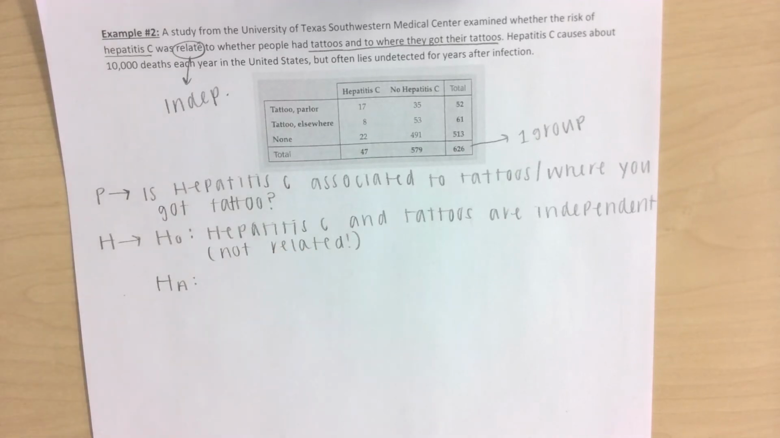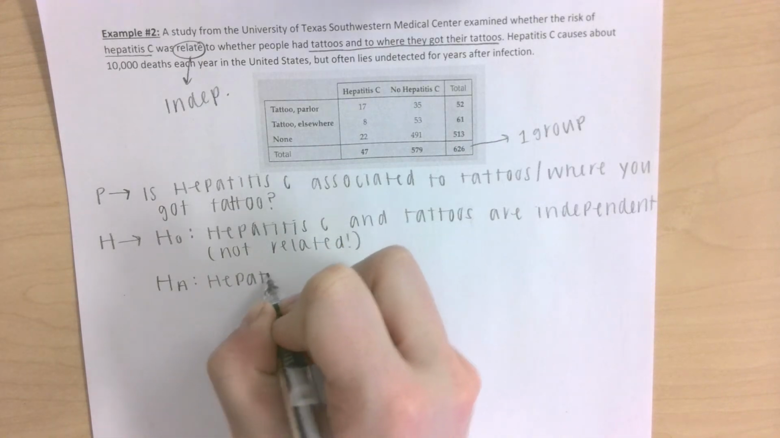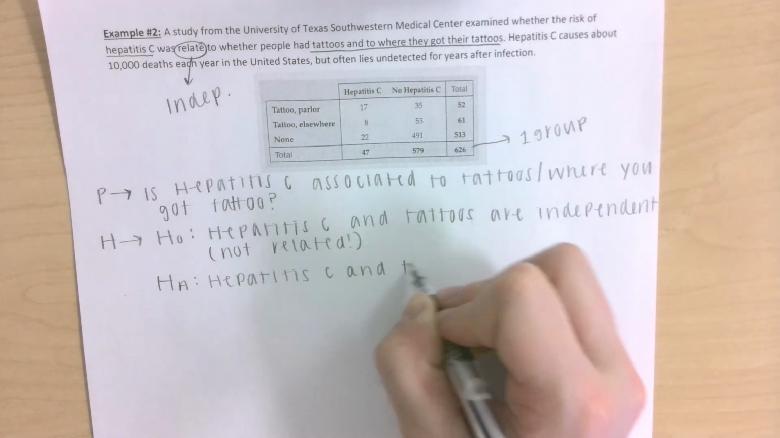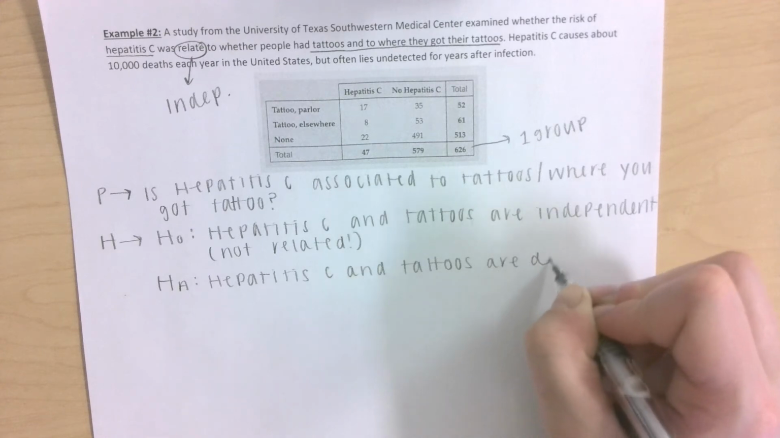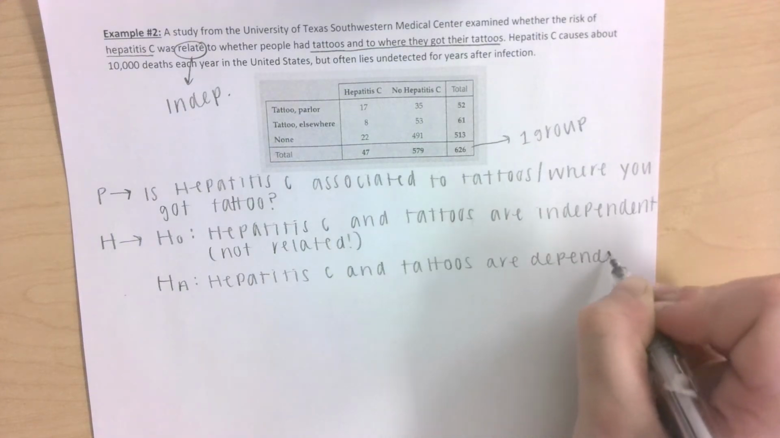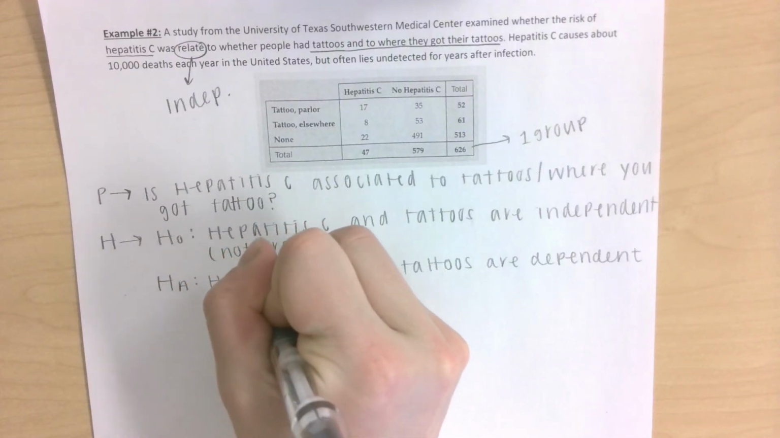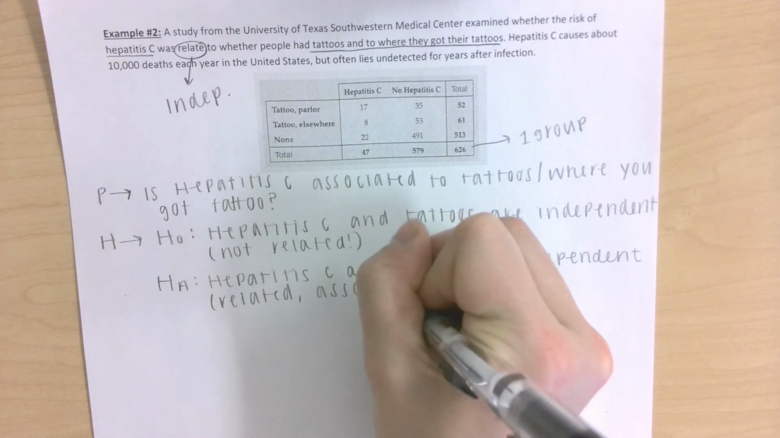Okay, alternatively, I'm going to try and show that they are dependent. So I'm going to say that hepatitis C and tattoos are dependent. Dependent means that they are related, or you could also use the word associated.